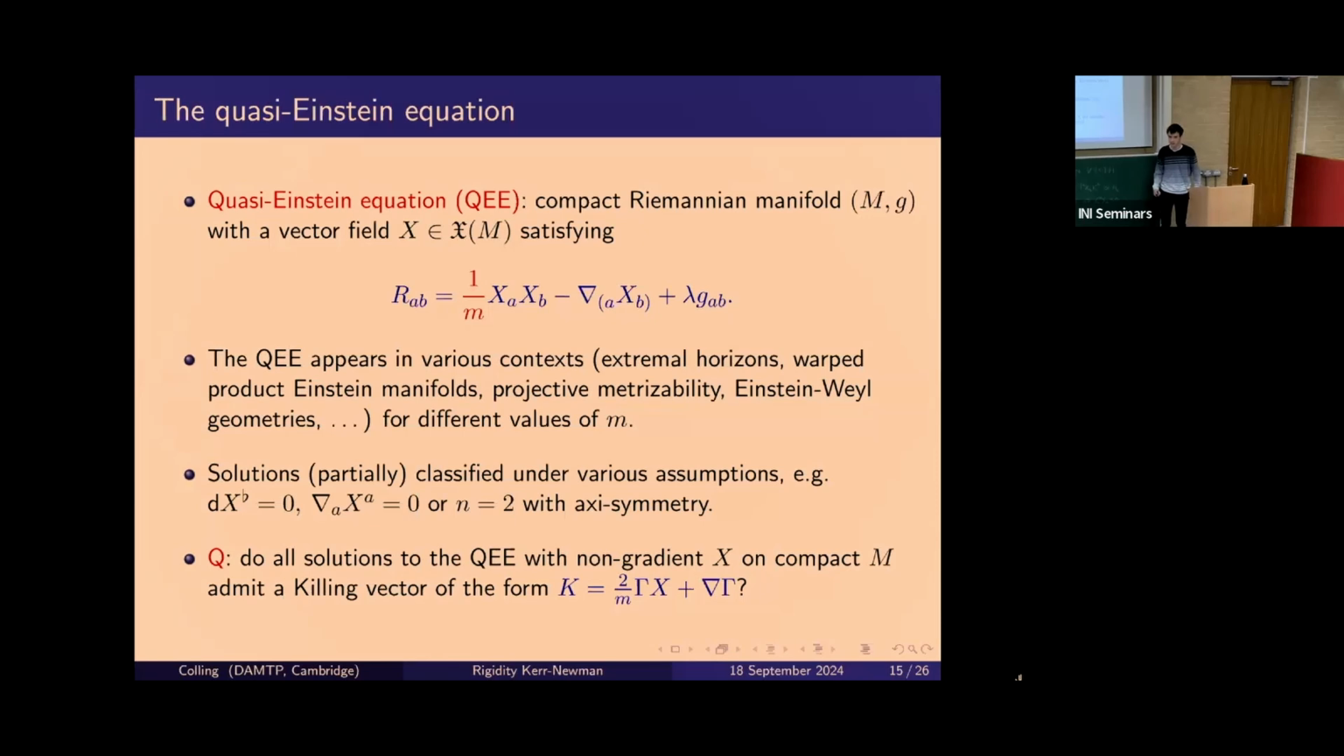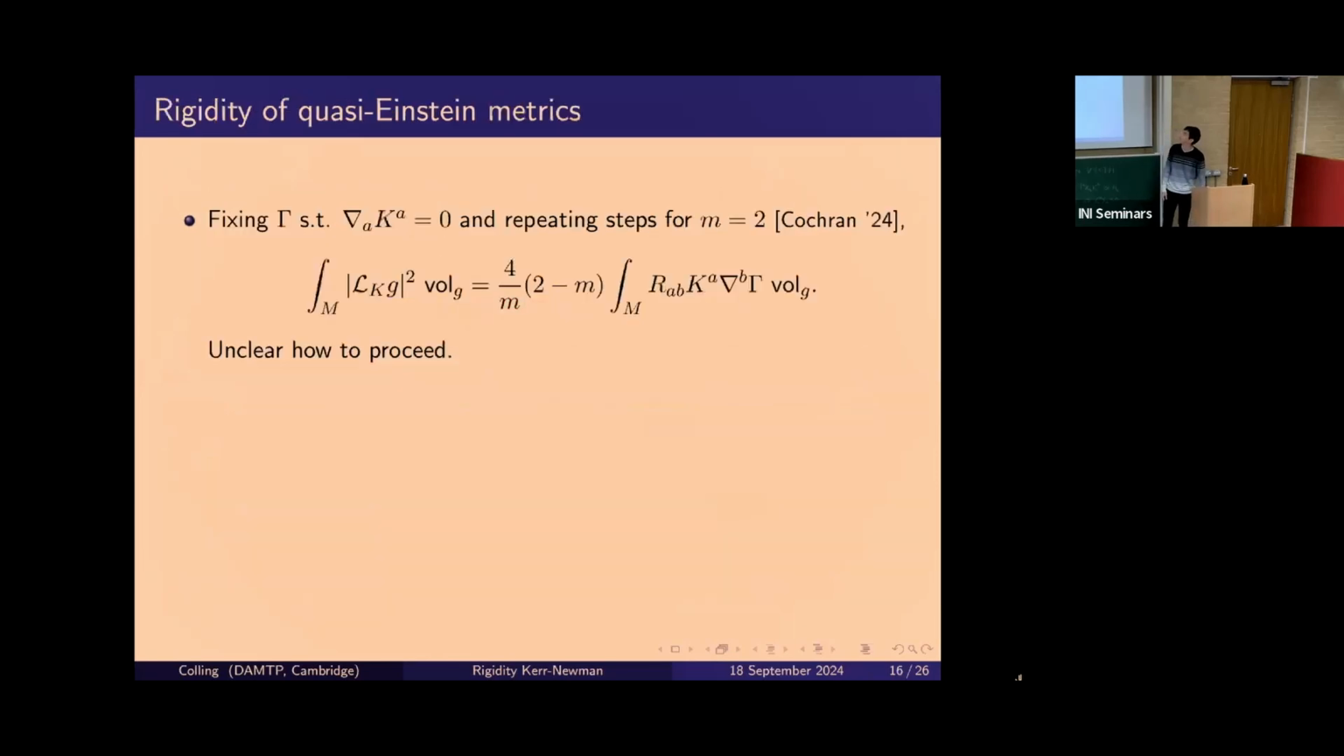We make this ansatz, fix gamma such that k is divergence free, and find some expression for the norm squared of the Lie derivative and integrate. However, this was done in the following preprints, but it turns out that it doesn't quite work. There are a bunch of terms that vanish exactly when m equals 2, and you can package them into this nice compact form, Ricci tensor contracted with k and with the gamma. But it's in general not clear whether this is 0 or not.